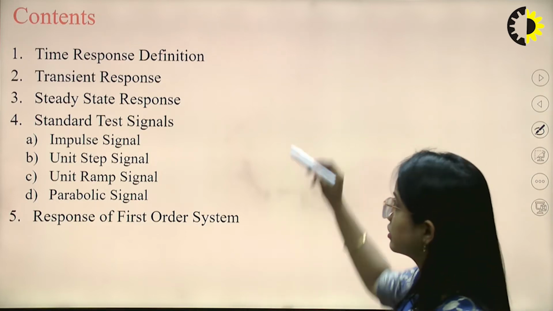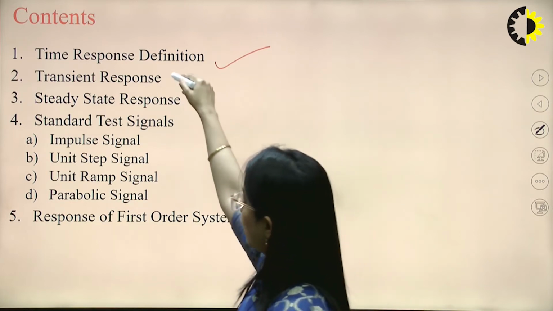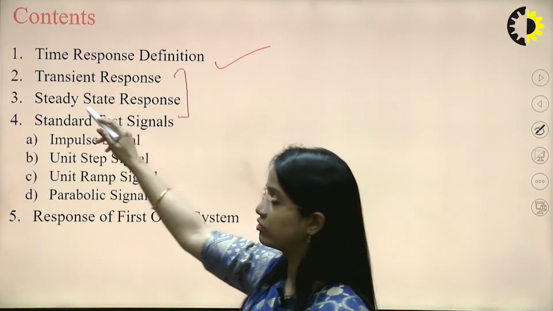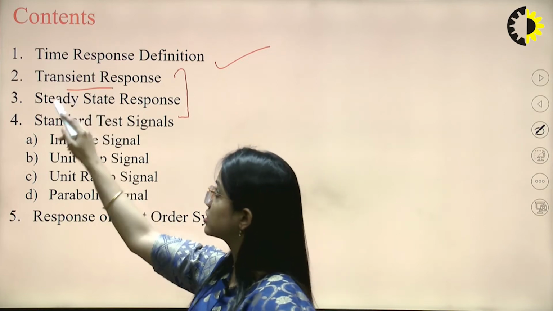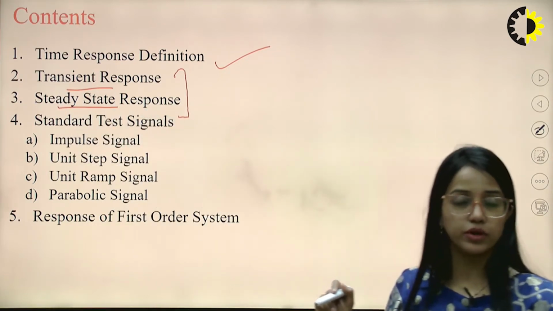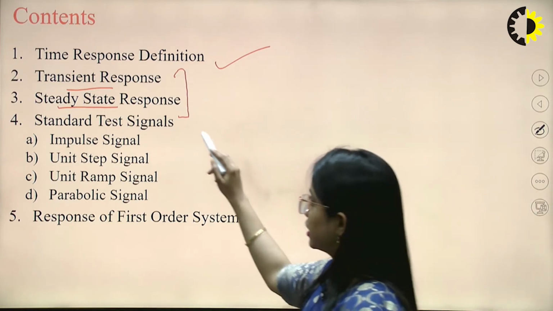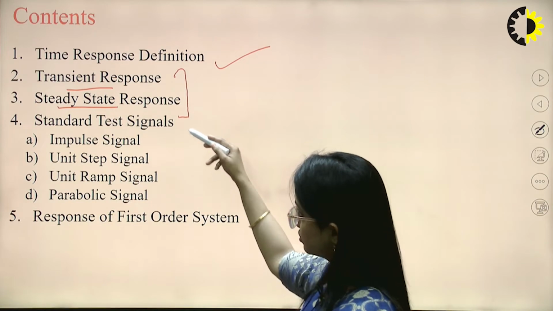Now, we have to study the definition. According to the definition, we also need to study how the time response can be studied when we talk about transient and steady state. So, response can be divided into two kinds. One is transient response and the other is steady state response. Then we have standard test signals.